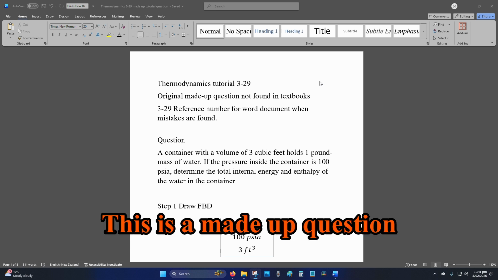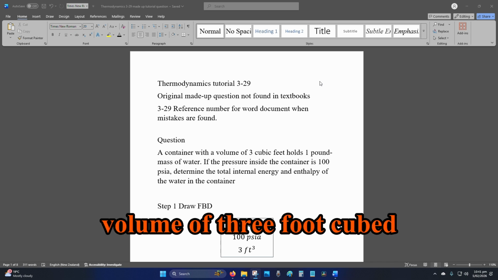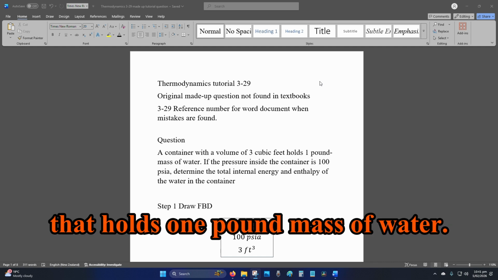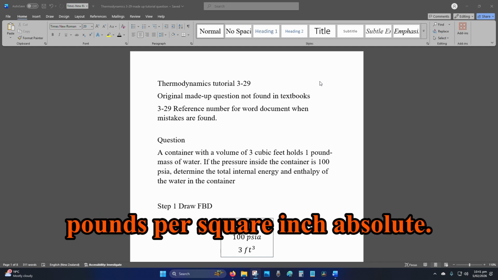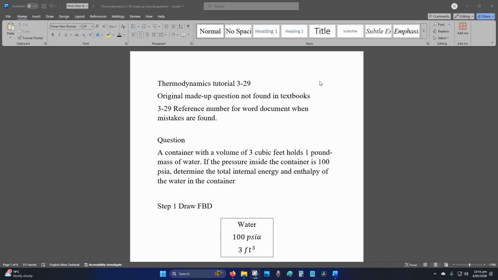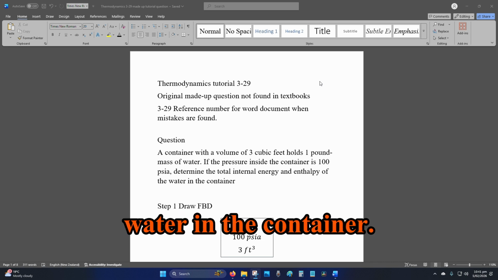This is a made-up question not found in your textbooks. A container with a volume of 3 foot cubed holds 1 pound mass of water. If the pressure is 100 psia, pounds per square inch absolute, find the total internal energy and enthalpy of the water in the container.